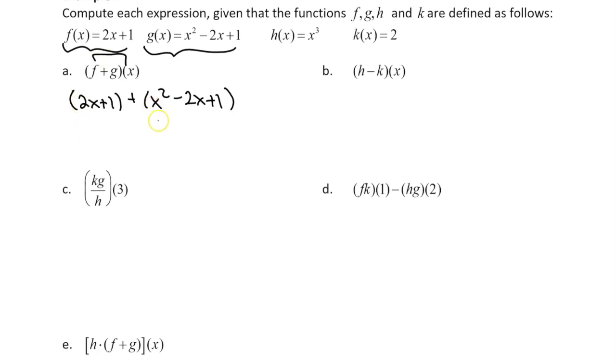And if we do that, we would have an x squared. 2x minus 2x would actually go away with each other. And then the 1 and the 1 you could join. And you would get something that would say x squared plus 2.